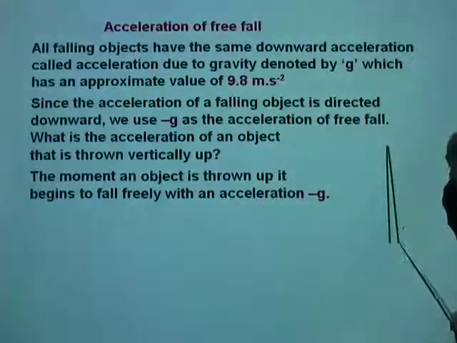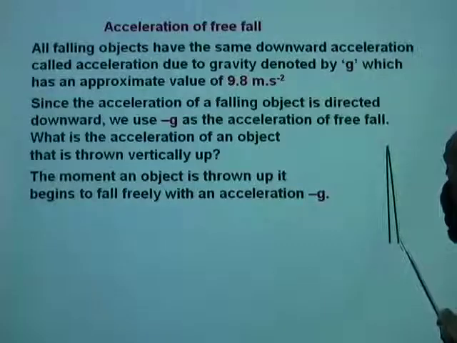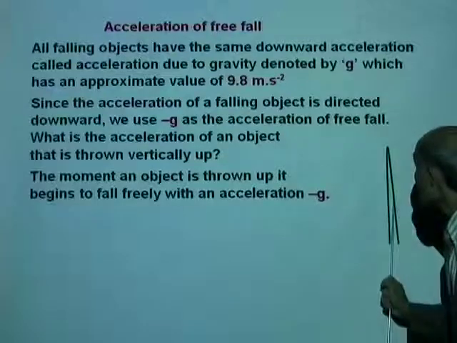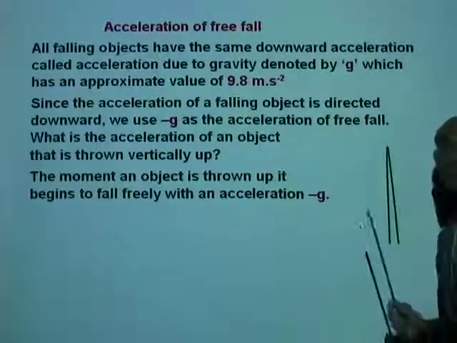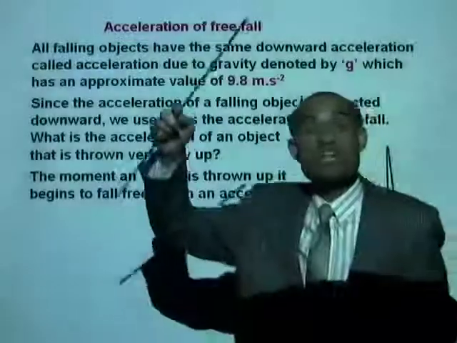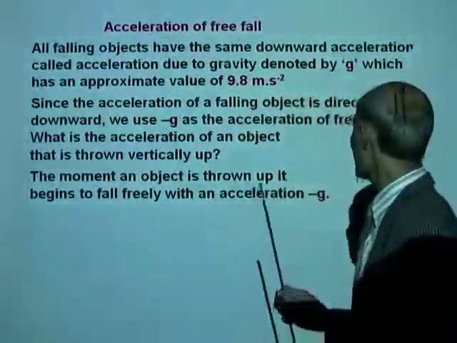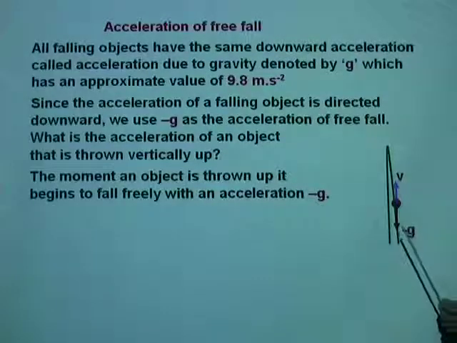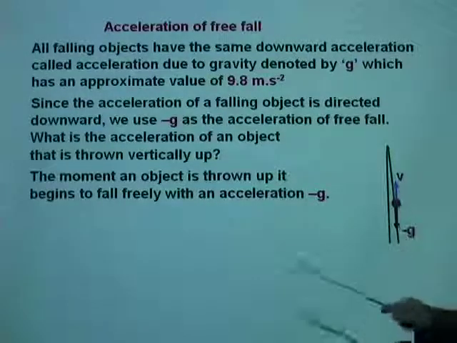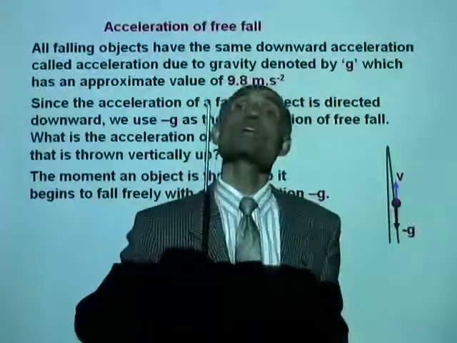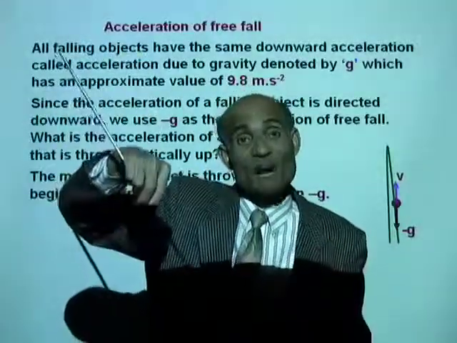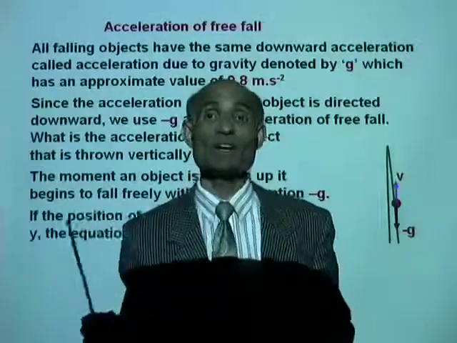You see, as the object is thrown up, the moment it is let go, it begins to fall back. And that is why it stops and then falls back. Its acceleration throughout the journey will be negative g. Its velocity while going up is positive, its acceleration is negative. So you must look at that. When you throw an object up, while going up, its velocity is upward and its acceleration is downward because it is being pulled by the earth.